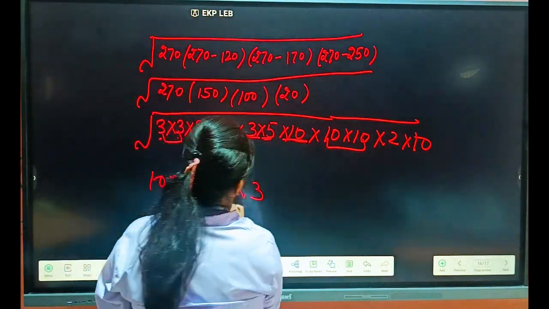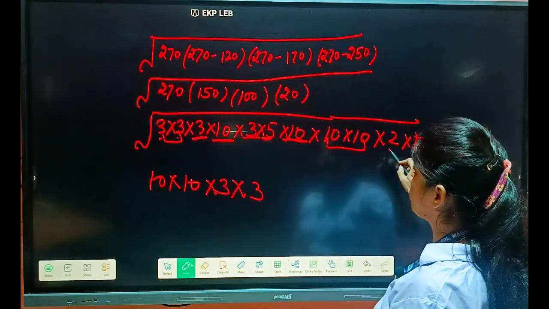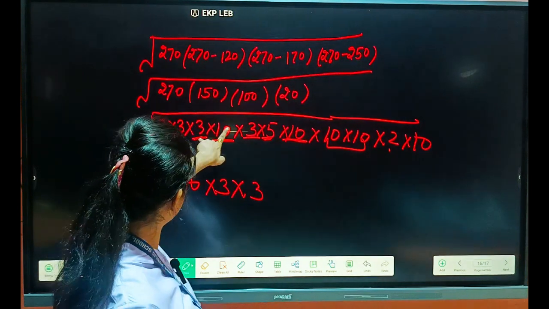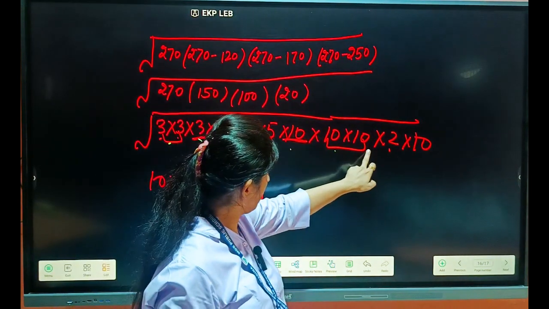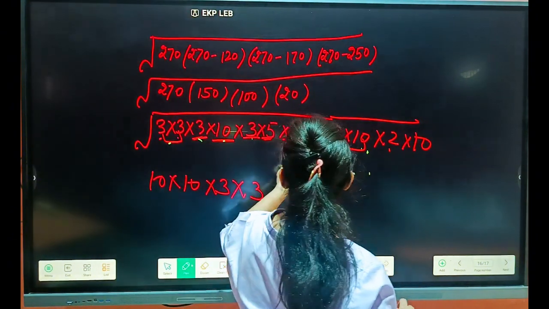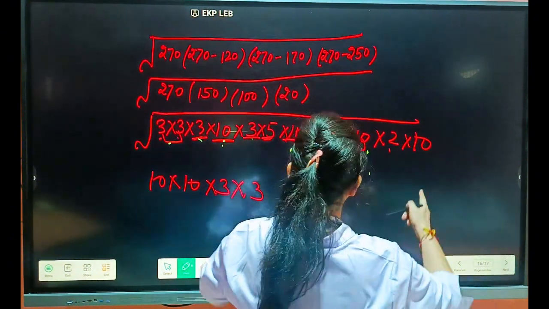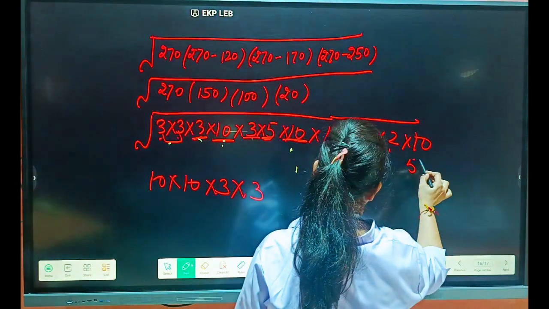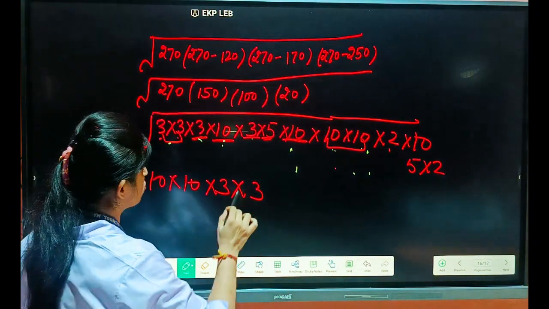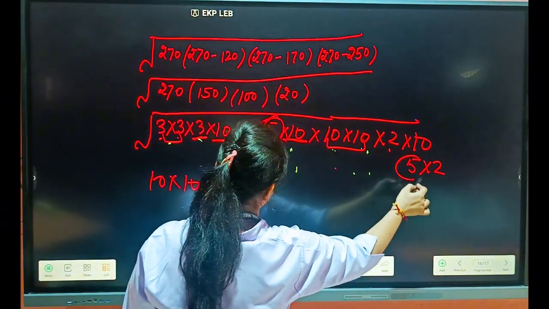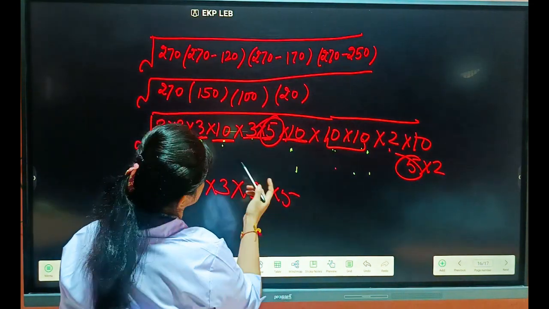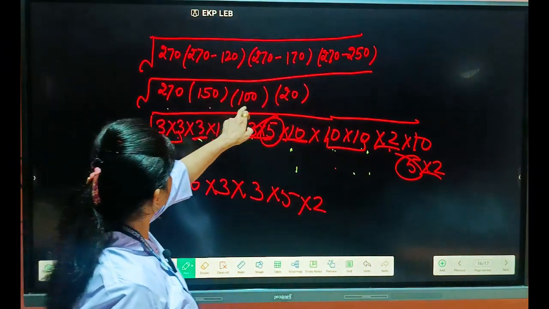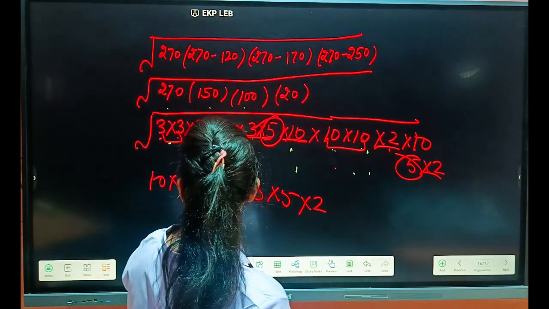And 5 and 2 left. 1 3 will come out from this. 1 3 will come out from this. 10 10 10 10, 4 10. 1 2 3 4 5 10 are there, right? After that we can write this 10 as 5 into 2. ठीक है जी? 5 into 2 we will write. So from this 5 and this 5, 1 5 will come out, and this 2 and this 2, 1 2 will come out, right?